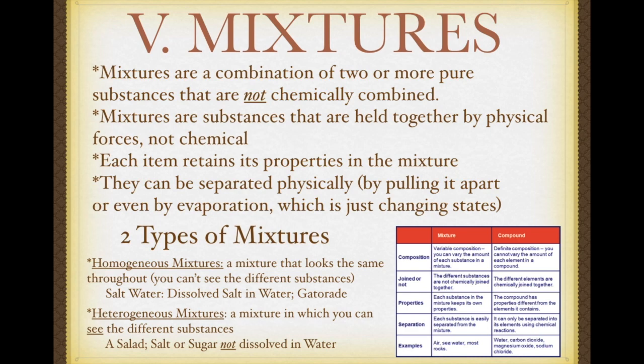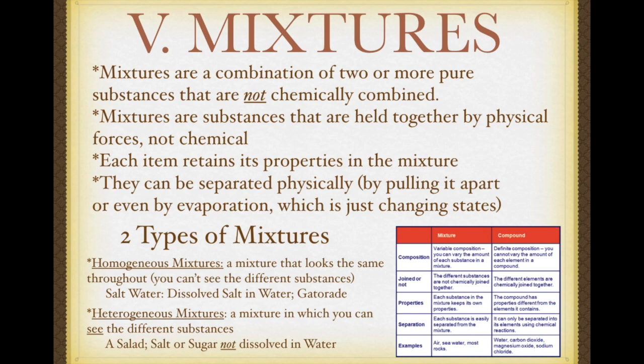Now there are two types of mixtures. There are homogeneous mixtures. The prefix homo means same. The prefix hetero means different. So a homogeneous mixture is a mixture that looks the same throughout.